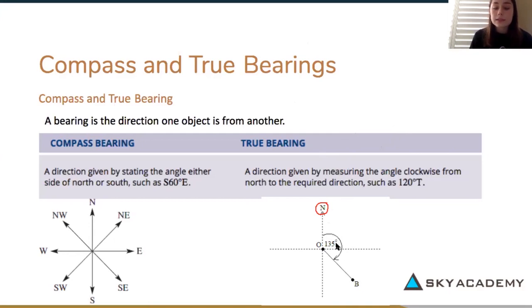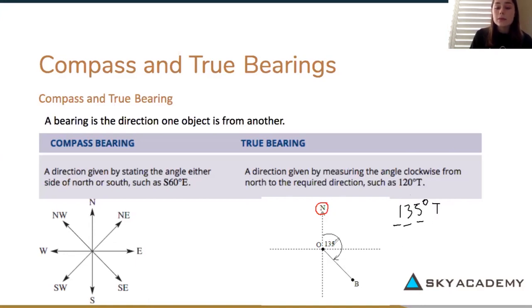So for example, B here is going to be 135 degrees true from north. So this is how you write a true bearing. You write it with 3 numerical places, 1, 2, and 3. Then you put your degrees sign in, and then you write the letter T, indicating it's a true bearing.